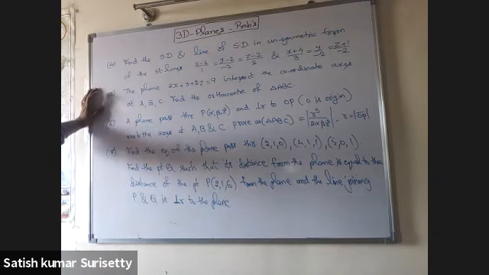Fifth, the plane 2x + y + 2z = 9 intersects the coordinate axes at A, B and C. Find the orthocenter of triangle ABC.